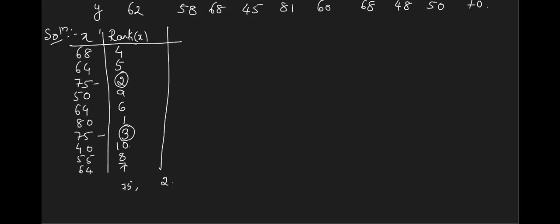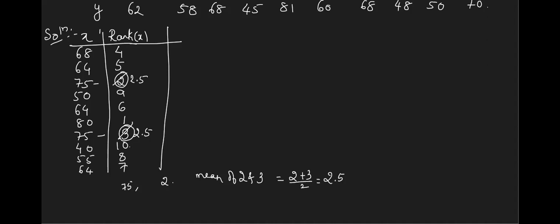So what is the mean of 2 and 3? How to take the mean? Add it and divide by the number. Mean means average. It is the average of 2 and 3, which is 2.5, ma'am. So this 2.5 should be assigned for both these students. Their new ranks are going to be 2.5 and 2.5.